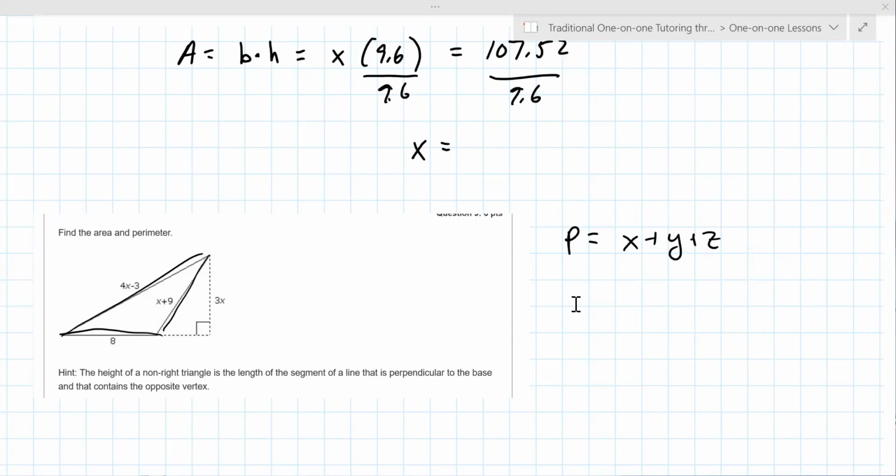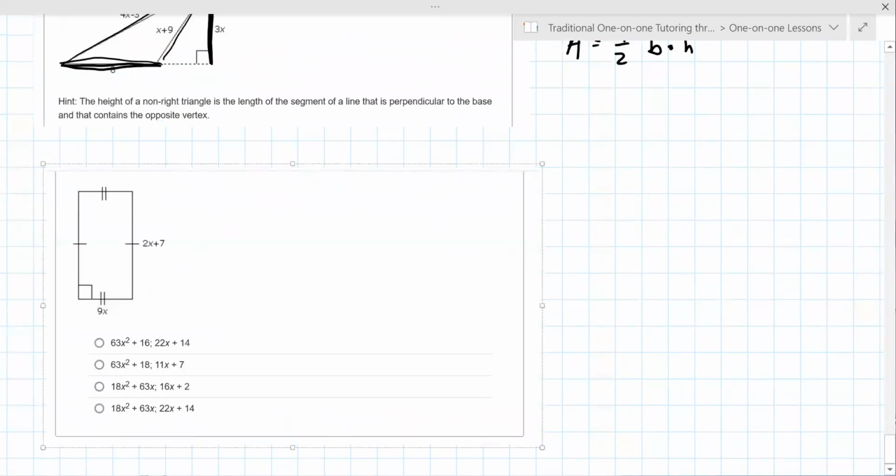So the area of a triangle is 1/2, and that's what we messed up last time, base times height. The base is 8, the height is 3x. $12x. Yes, excellent.